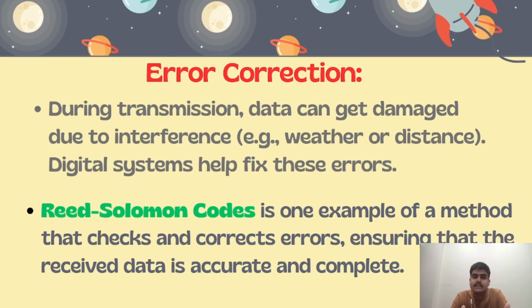The next one is error correction. During transmission, data can get damaged. Obviously, there are some ways that weather conditions or distances are not in our favor. The weather conditions can also get bad and the data can be lost.